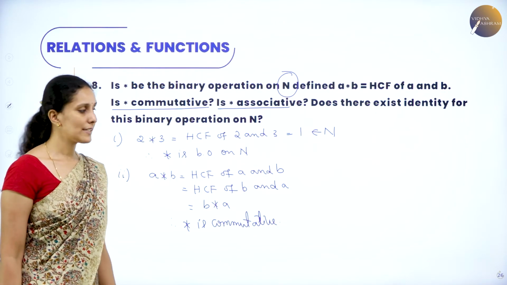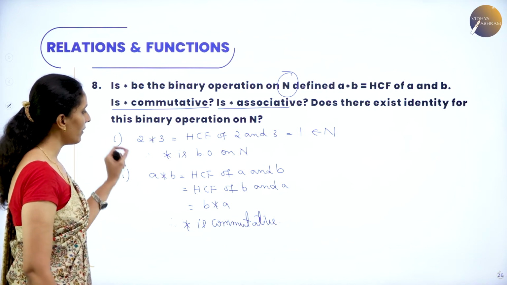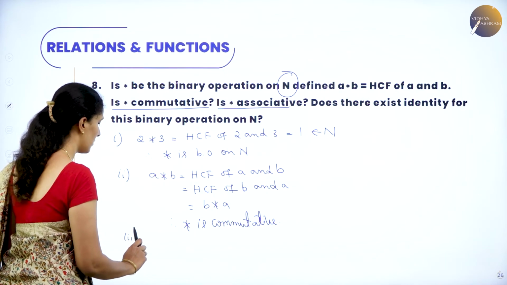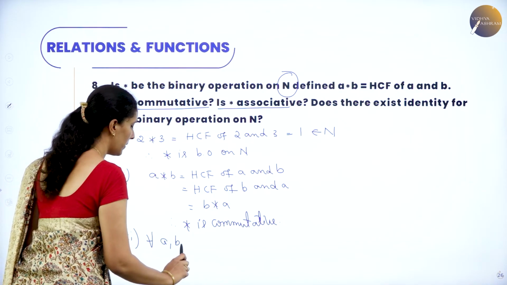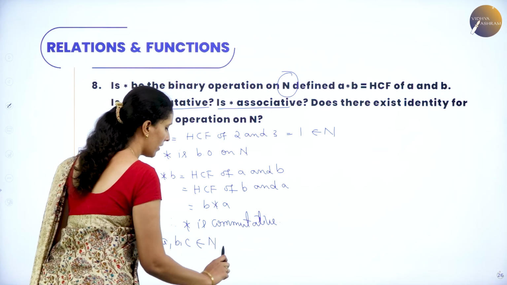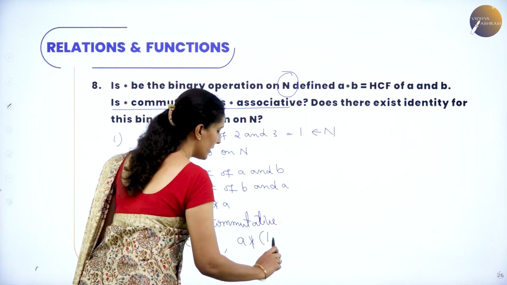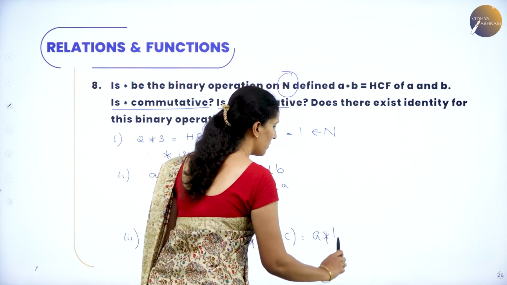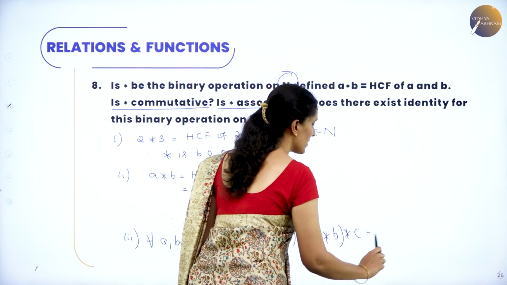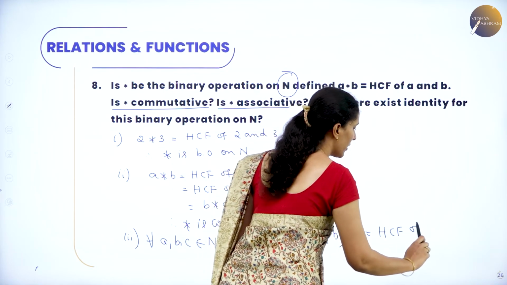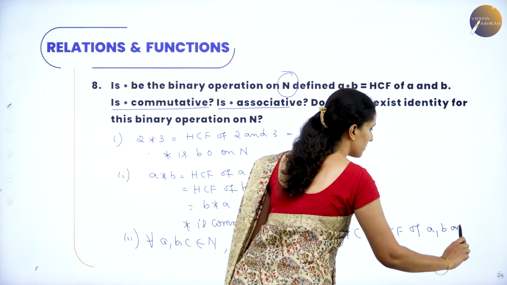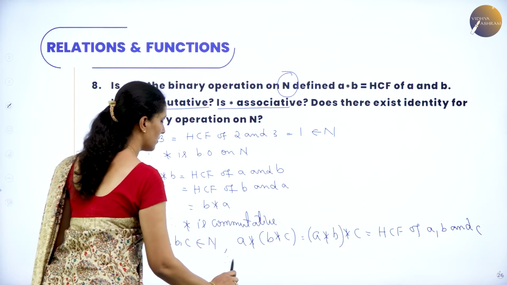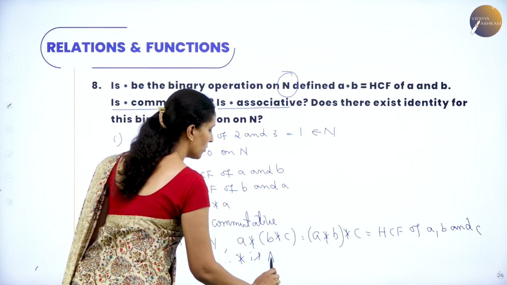So we have to show that star is associative. So clearly for any 3 values of A, B, C, for all A, B, C belonging to N, we have (A star B) star C is equal to A star (B star C), which is nothing but HCF of A, B and C, which is one and the same. So therefore, star is associative.